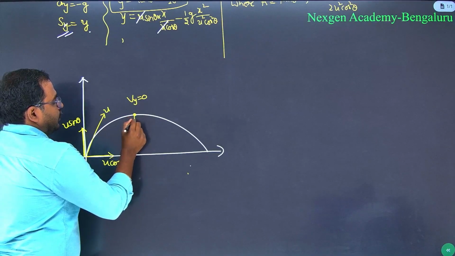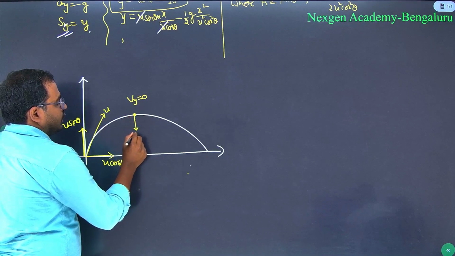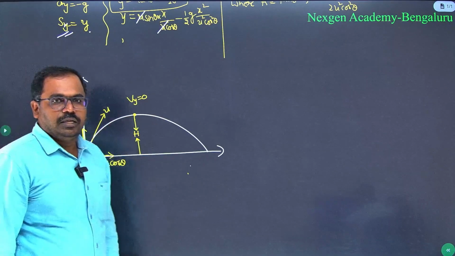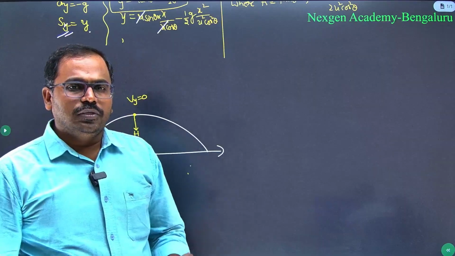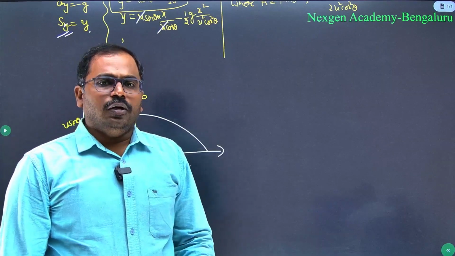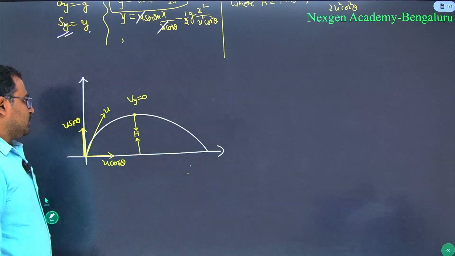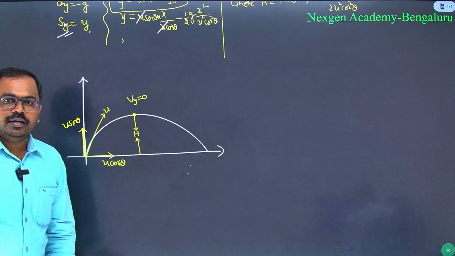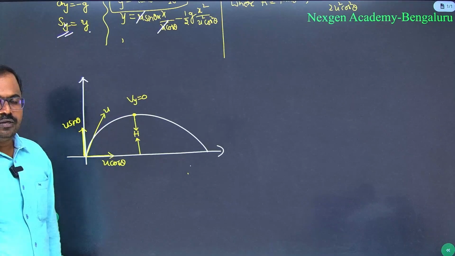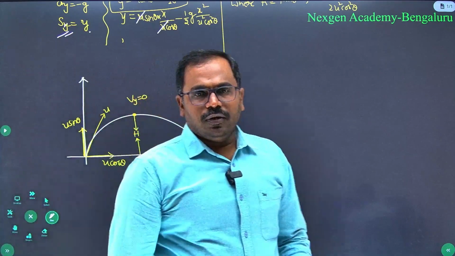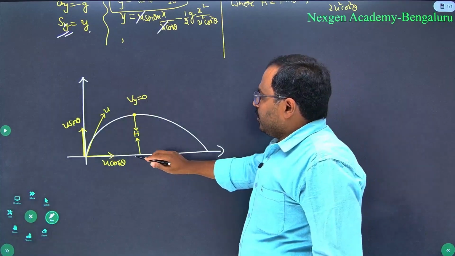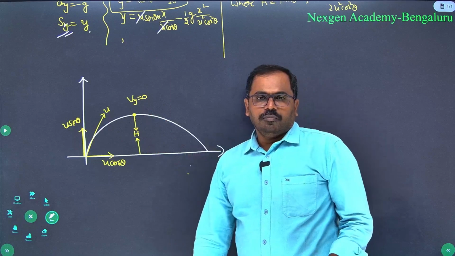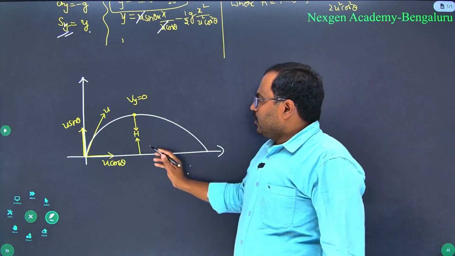At this particular point, the height attained by the body is called the maximum height attained by the projectile. The height at which the vertical component of velocity of the projectile is equal to zero is called the maximum height. Also, the time taken by the projectile from the point of projection to reach this point, where the vertical component of velocity is zero, is called the time of ascent.